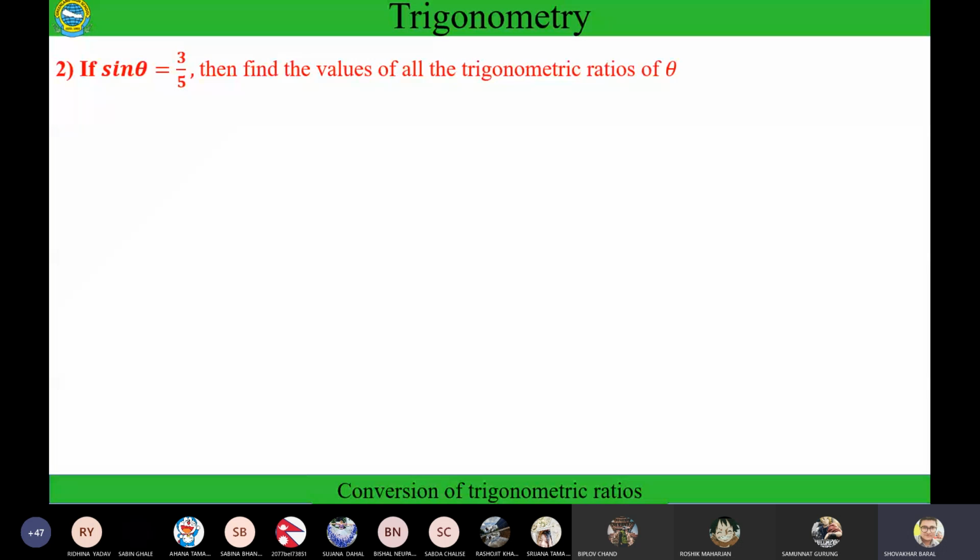So copy the question first. If sin theta is equal to 3 upon 5, then find the value of all the trigonometric ratios of theta.